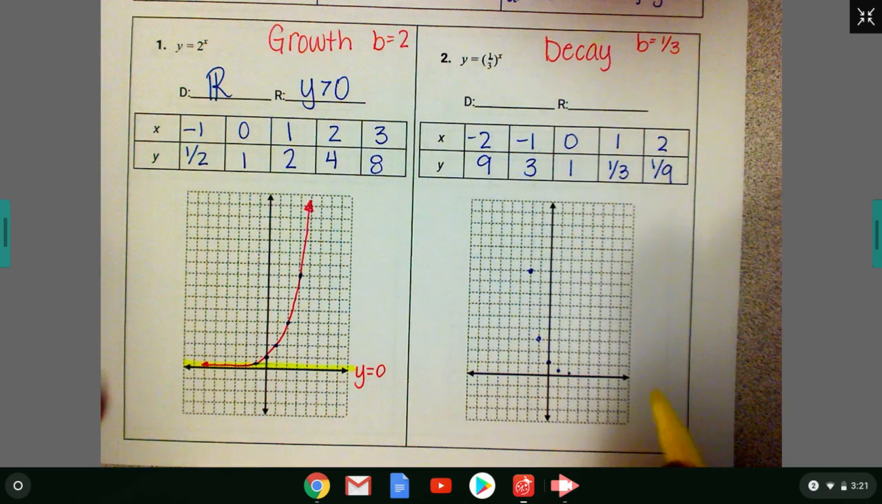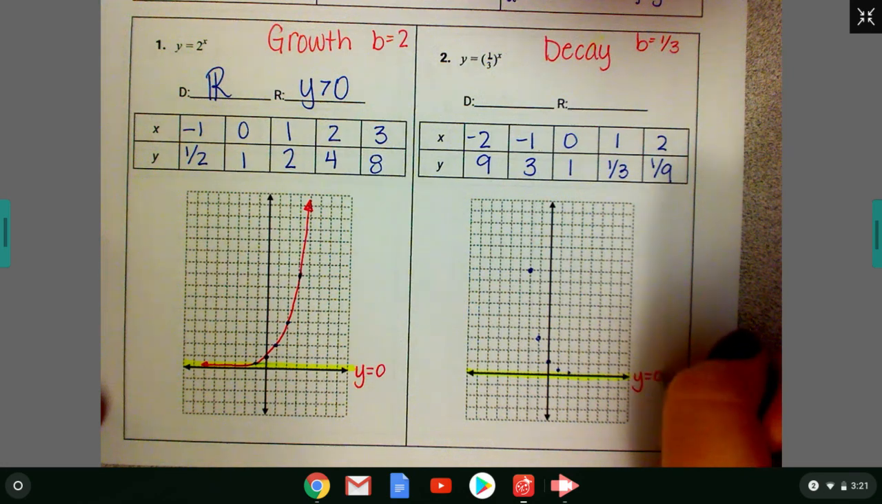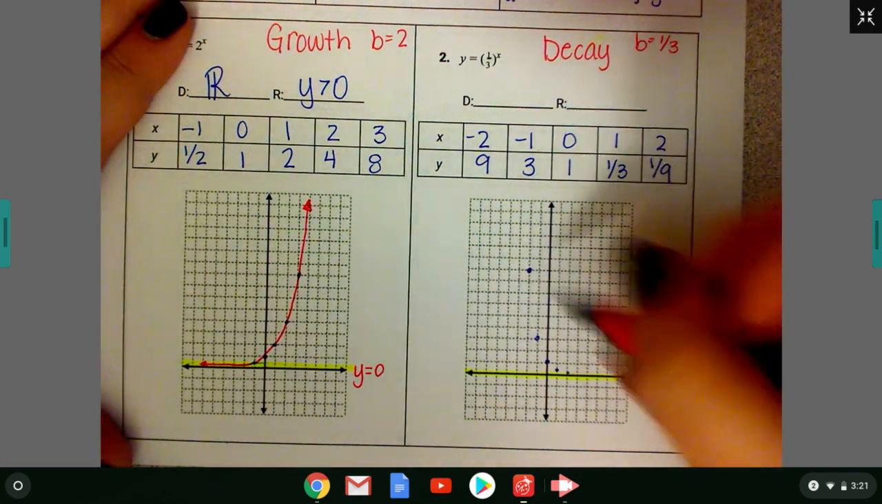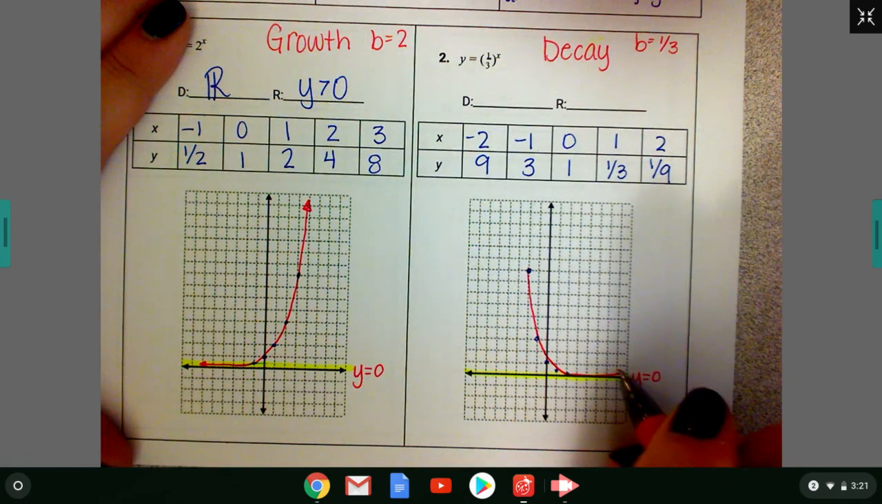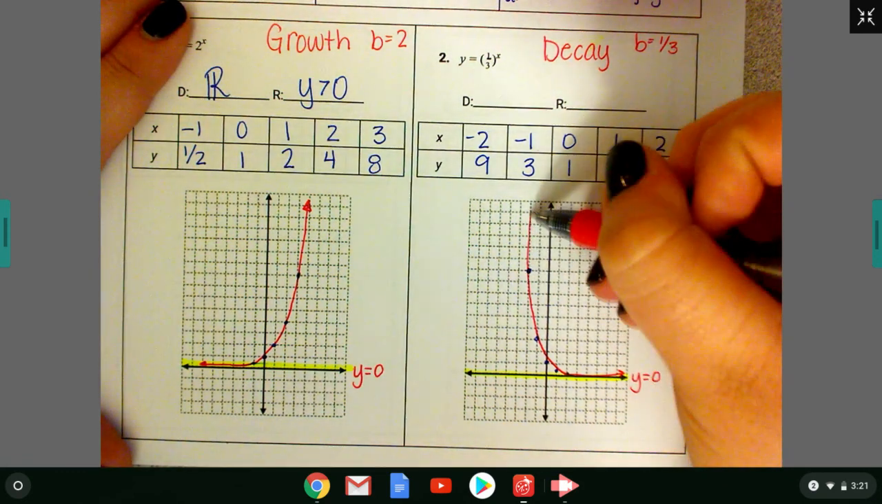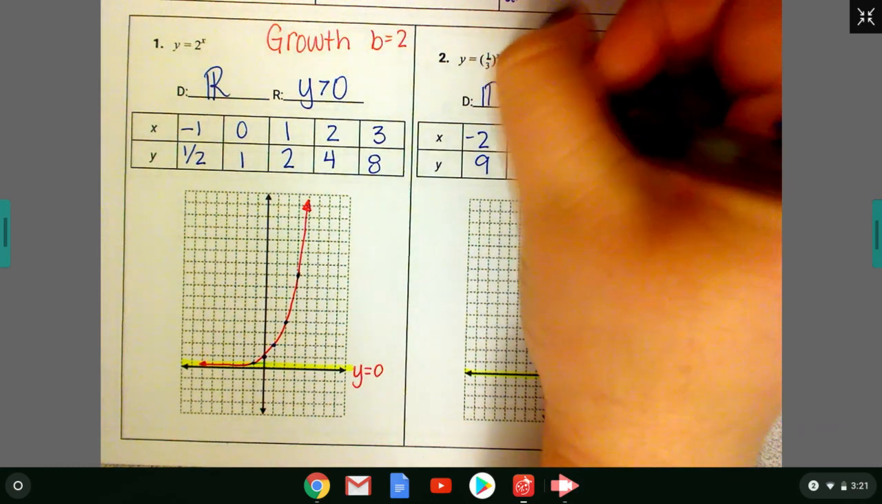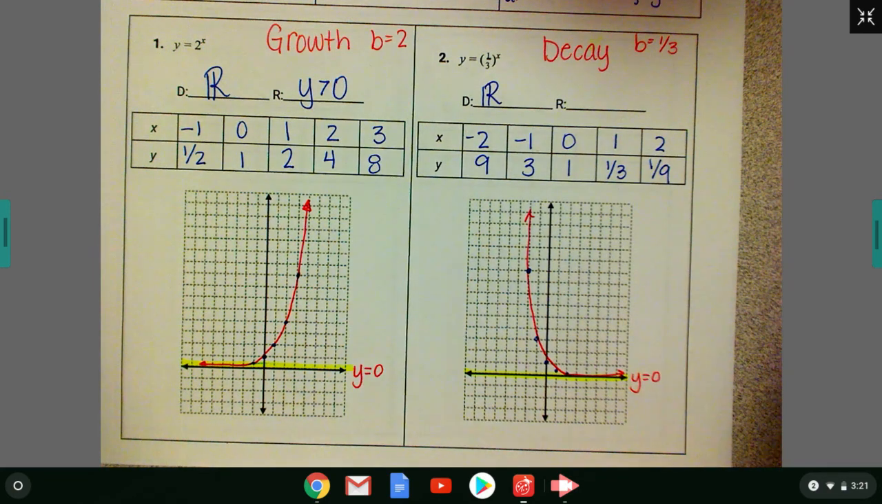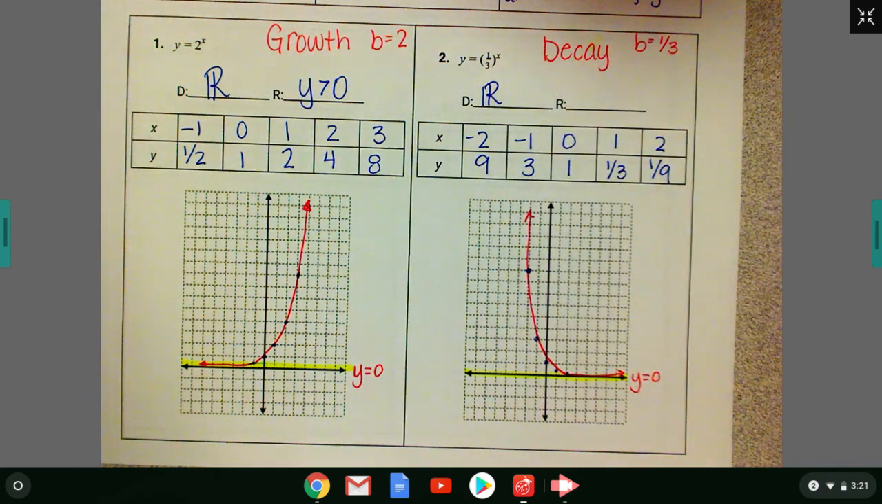It's just getting really close to this line, but it's not going to touch our asymptote line, which again is at our axis because we haven't done any shifts yet. So I'm getting really close to this line, y equals 0, but I'm never going to touch it. So there's our graph. Domain and range. Domain, all reals, all the time. Range, everything above our boundary line, so everything above the asymptote, y greater than 0.